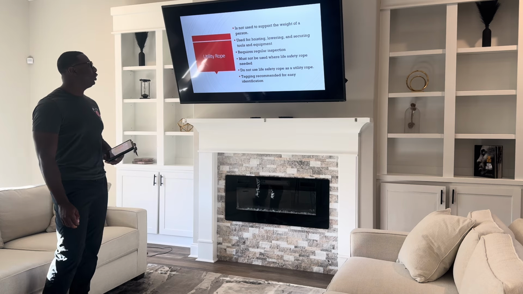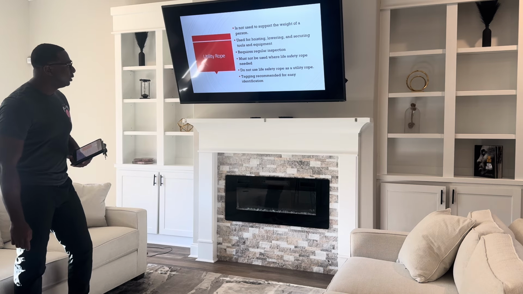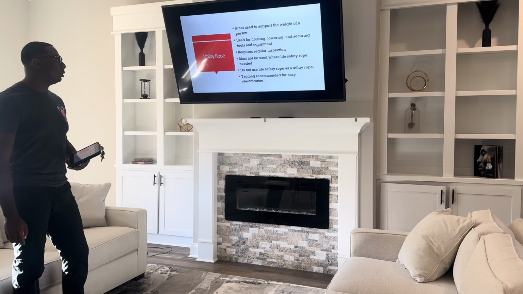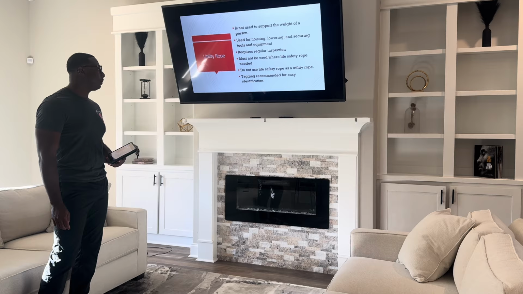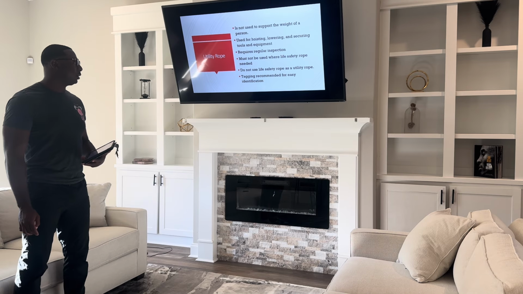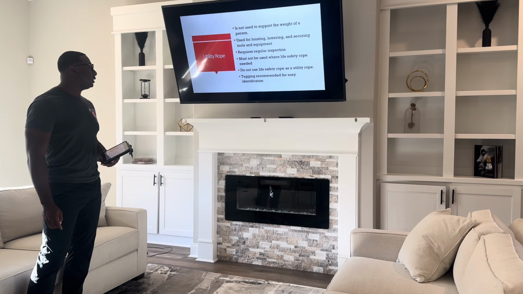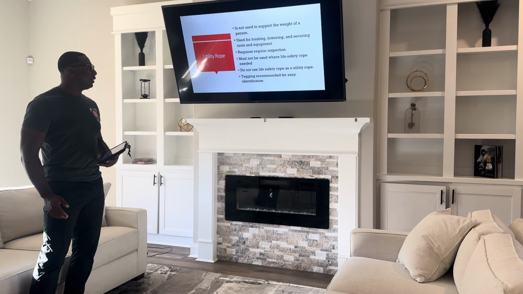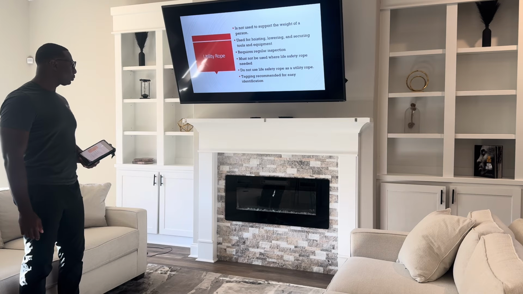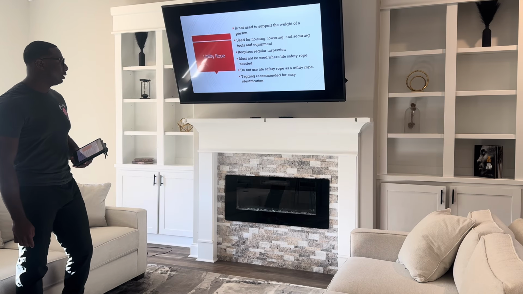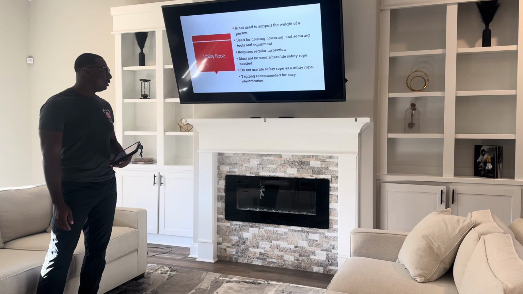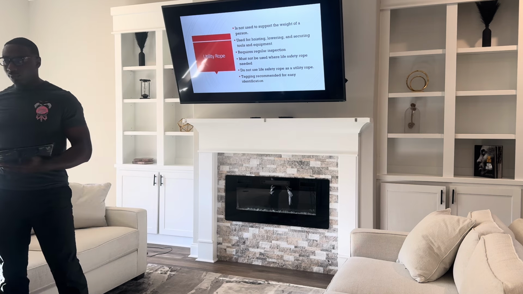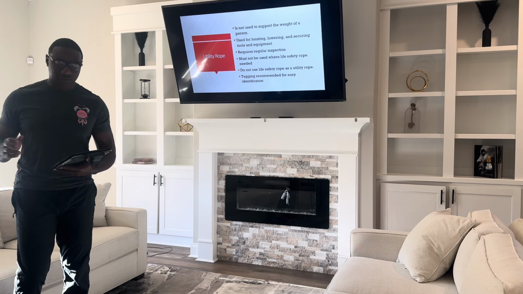Utility rope is not used to support the weight of a person. It's used for hoisting, lowering, and securing tools and equipment. Utility rope requires regular inspection. It must not be used where life safety rope is needed. Do not use life safety rope as utility rope. Tagging is recommended for easy identification. You want to tag your utility rope to identify that it's not a life safety rope.